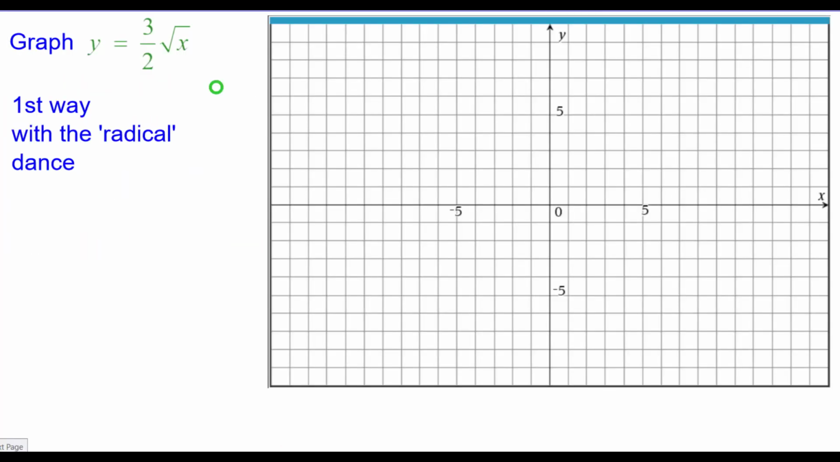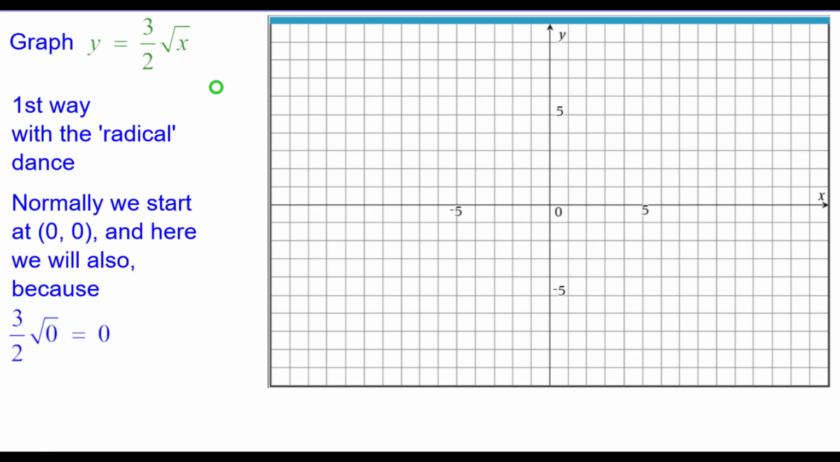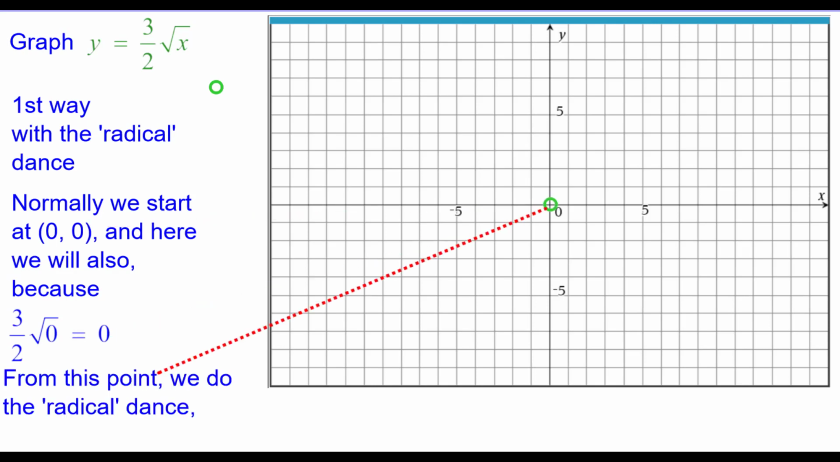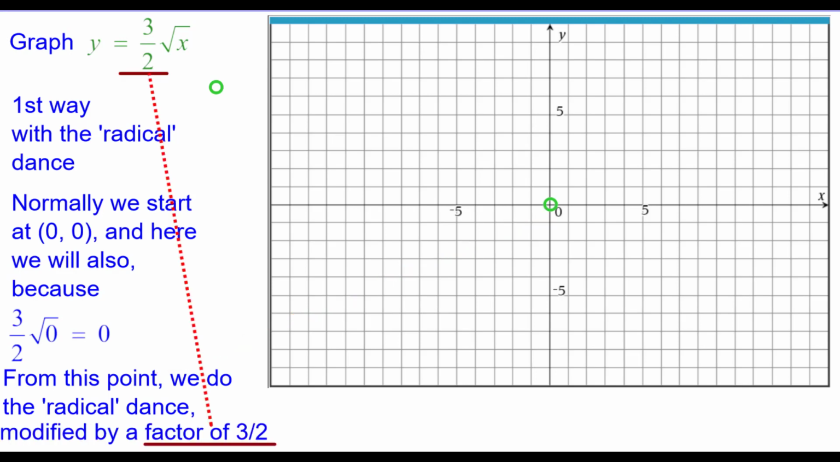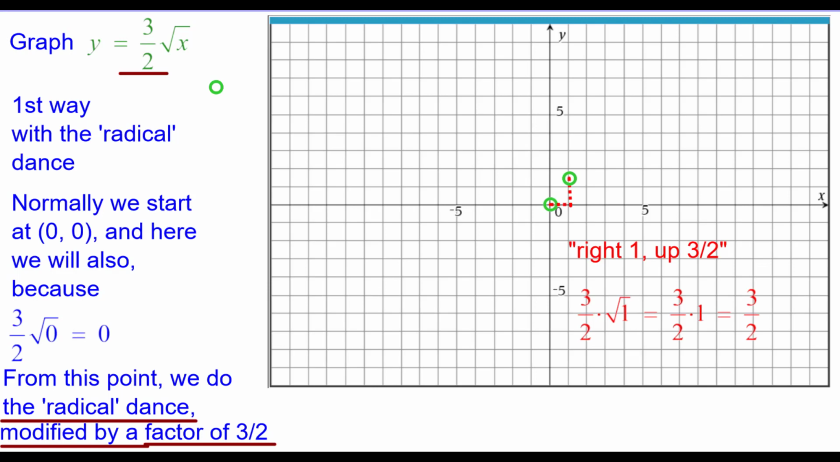The first way is with what we call the radical dance. Normally we start at the origin, and here we will also, because 3/2 times the square root of 0 is 0. From this point we do the radical dance, but it's modified by this factor of 3/2. So normally we would go right one, up one, but in this case we go right one, up 3/2, because of that factor of 3/2.